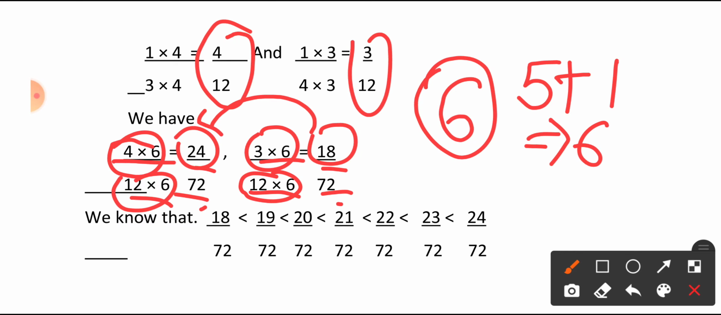So after 18, which numbers will come? 19, then 20, 21, 22, 23, 24. And we have to write with the denominator also. So 18 by 72 is less than 19 by 72, then 20 by 72, 21 by 72, 22 by 72, 23 by 72, 24 by 72. And you have to write this in increasing order or ascending order.